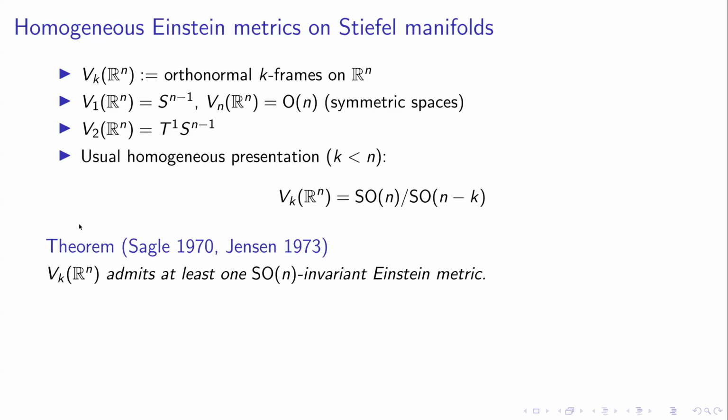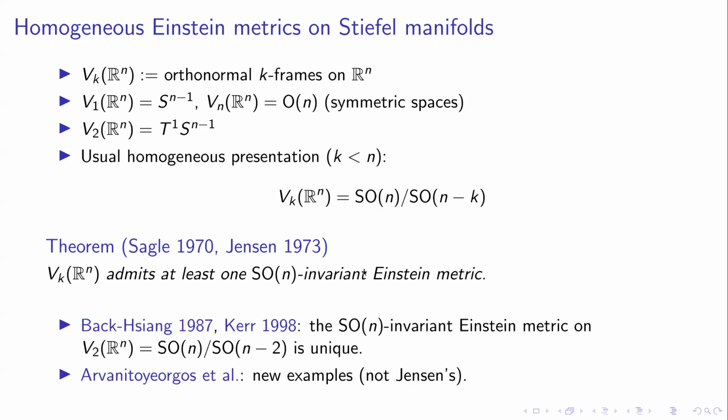Results about Einstein metrics on Stiefel manifolds. We can recall this result by Sagle and also by Jensen, which says that there is always at least one SON invariant Einstein metric. Later, it was proved that this SON invariant Einstein metric is unique for the Stiefel manifold V2n. Also, in the work of Arvanitoyeorgos and some collaborators, there are new examples of Einstein metrics on Stiefel manifolds which are not of Jensen's type.